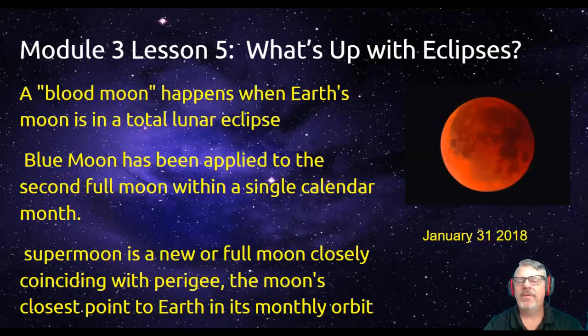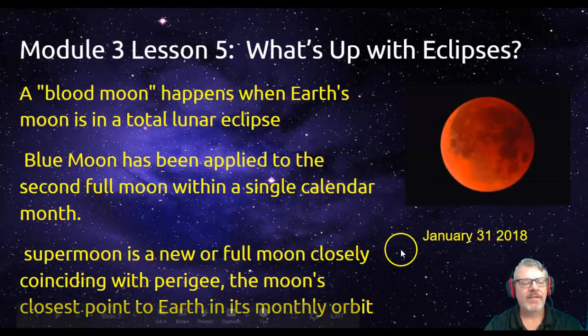A blood moon is when there's a total lunar eclipse and the moon appears to be a reddish color. Blue moon means that there is a second full moon of the month. On Halloween this year, we're going to have a blue moon. The first one is going to be October 1st, and that's going to be a harvest moon. Then on the 31st, we're going to have a second full moon, so that makes it a blue moon.